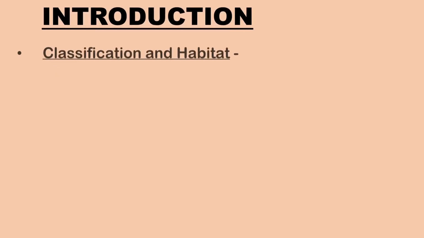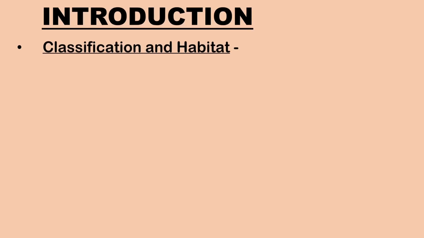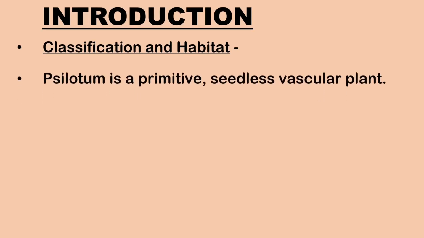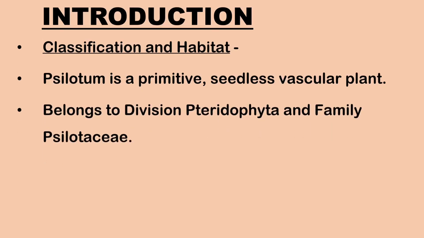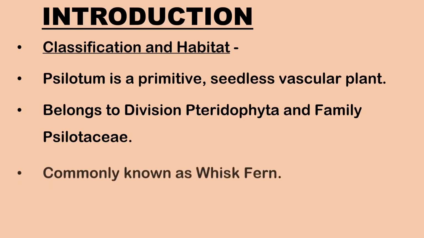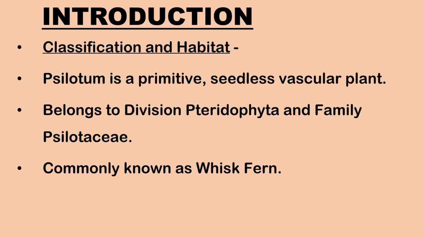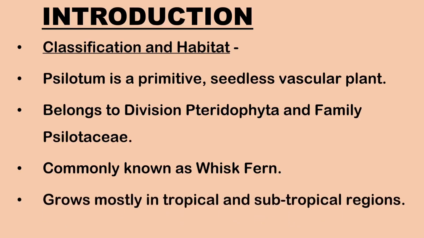Let us begin with the classification and habitat of Psilotum. Psilotum is a primitive, seedless vascular plant. It belongs to the division Pteridophyta and the family Psilotaceae. Psilotum is commonly known as the Whisk fern due to the brush-like appearance. It grows mostly in tropical and subtropical regions.